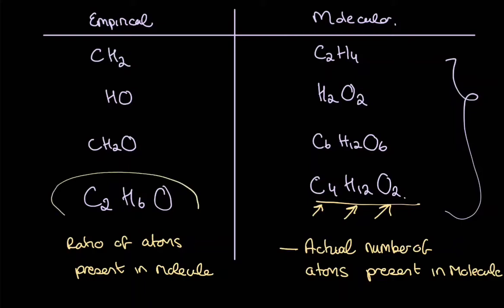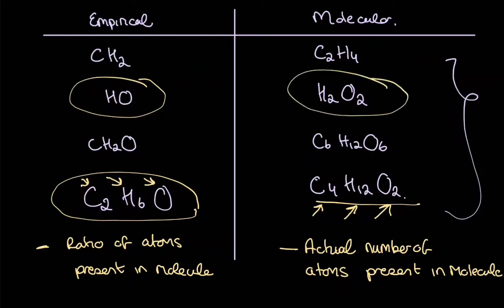The empirical is just showing you the ratio of atoms present. It means that for each 2 carbons present, there's 6 hydrogens and 1 oxygen. For here, each hydrogen has 1 oxygen, which is the same thing here, okay? So the molecular formula is what we would use in balancing equations and working out percentages, because that's the actual molecule that is present. The empirical just gives you the ratio within the molecule.